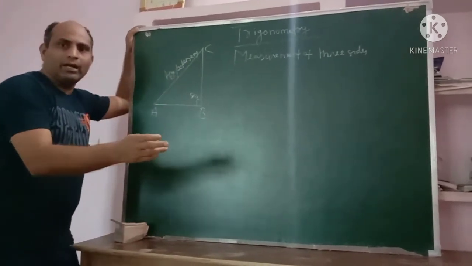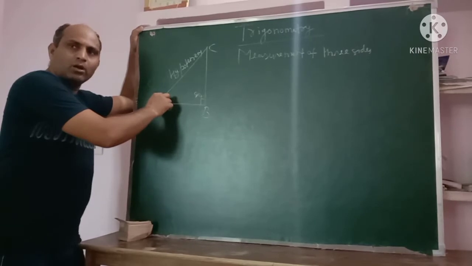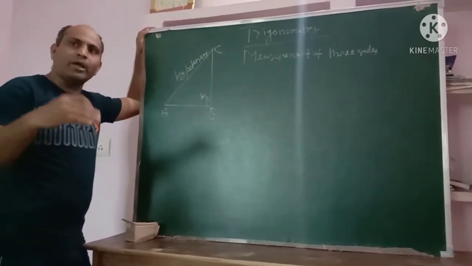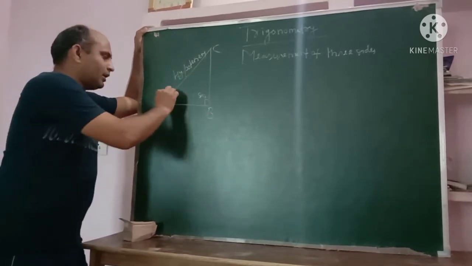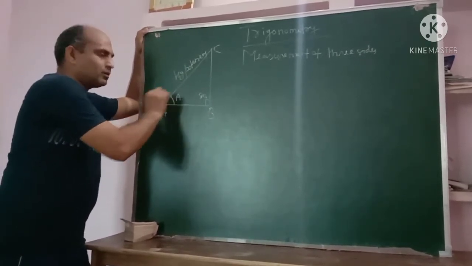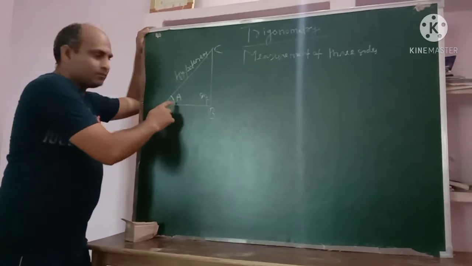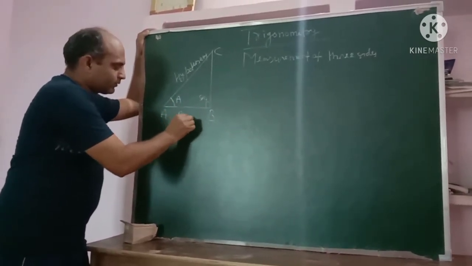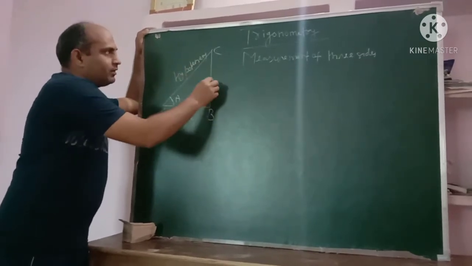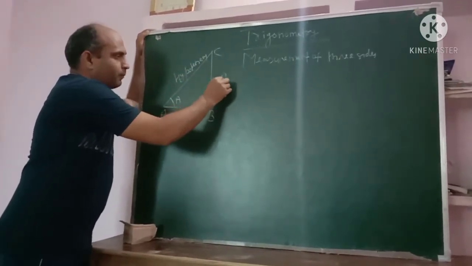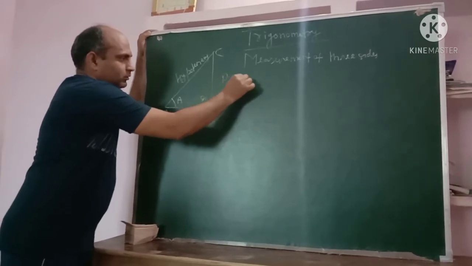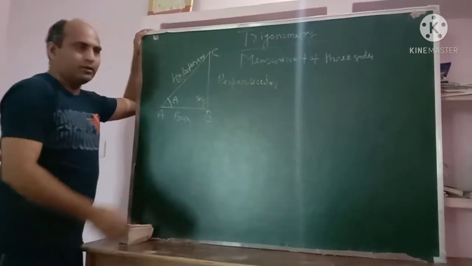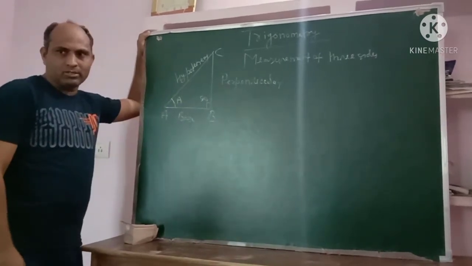For the angle A, you can call it angle A, or angle theta, or x, or anything. So let the name of this angle be angle A. For this angle, side AB is called the base, side BC is called the perpendicular, and this third side is called the hypotenuse.